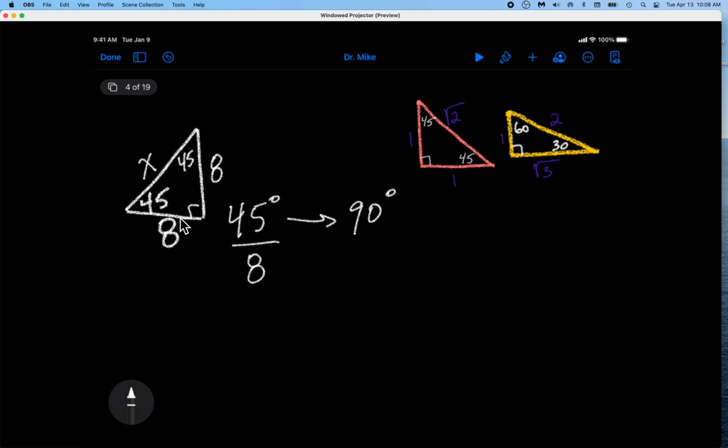Now as we move from this side to the hypotenuse, we're getting bigger by definition because this line is shorter than that line. So if we're getting bigger, we have to be multiplying. And what do we multiply by? This conversion factor, square root of 2. So as we move from 45 to 90, this is going to become 8 times the square root of 2. Okay, let's do another one.